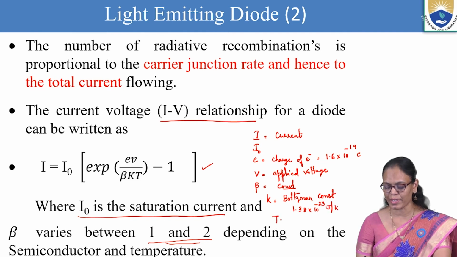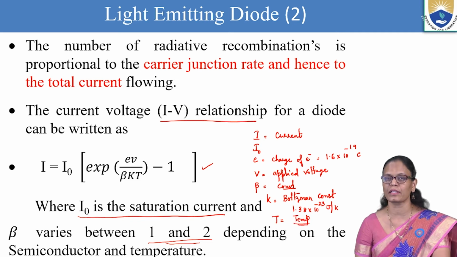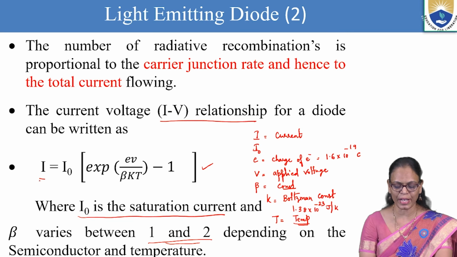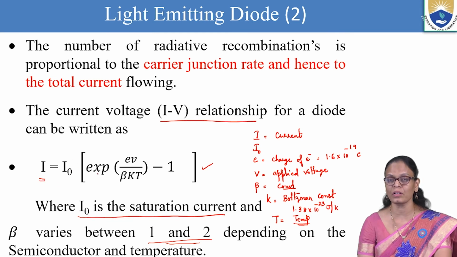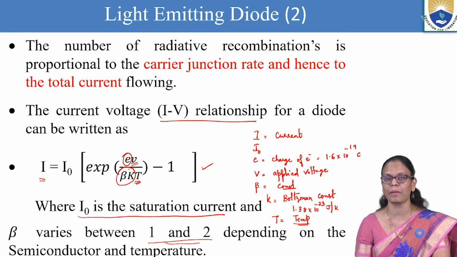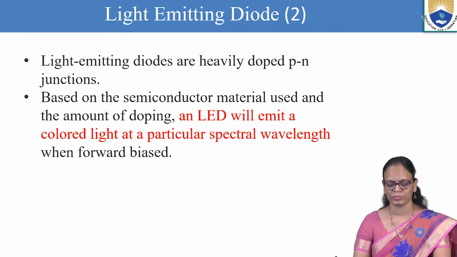And T is the temperature, so it definitely depends upon the temperature of the semiconductor also. So I can be calculated using the formula I naught times exponential of eV by beta kT, minus 1. Beta is a constant depending upon the material, k is the Boltzmann constant, and e is also a constant. So the current varies with temperature and the applied voltage.